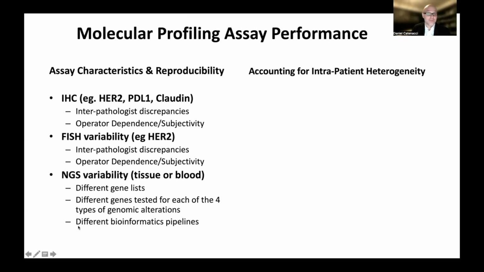And the different assays available may have different bioinformatic pipelines. This is through software that's used to look at the raw data of the sequencing and parsing through it to determine whether a gene is or isn't abnormal. And so different bioinformatic pipelines software may have different outcomes from the same raw data sequencing.